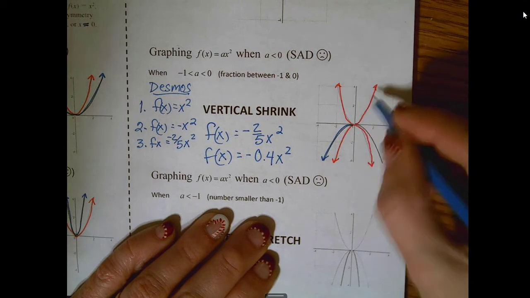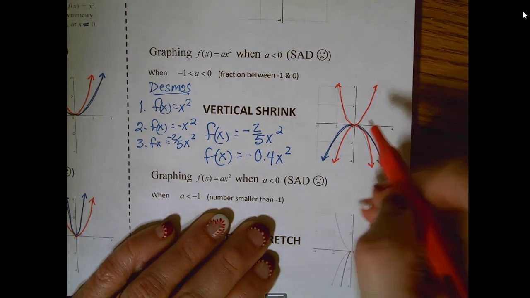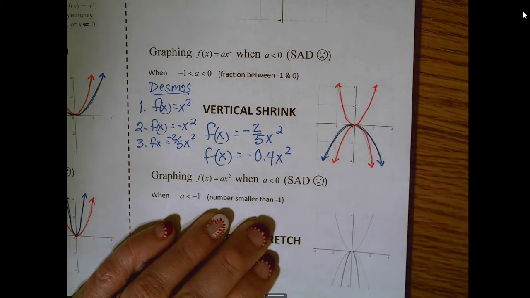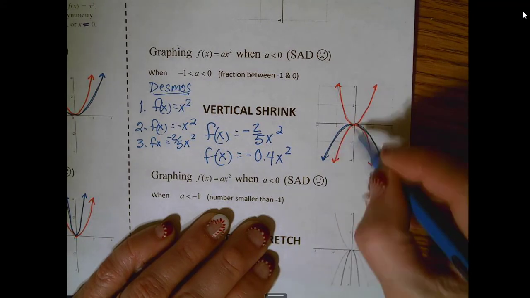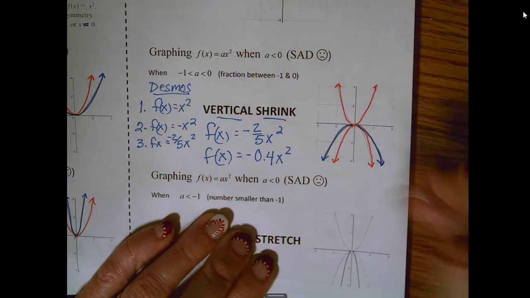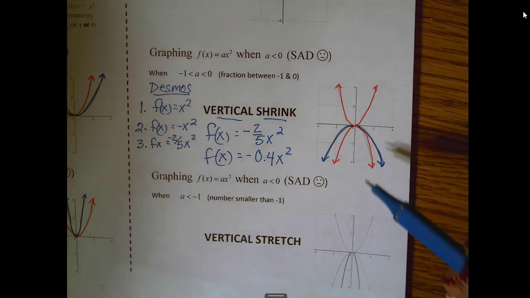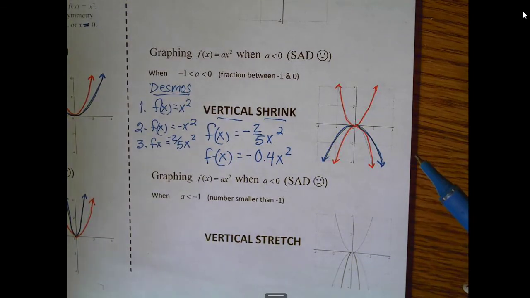So here's that parent function. This is the reflection of that parent function. And then you can see that just helps us. This is on the outside. And so we call that vertical shrink. So having that reflection can really help you just see, okay, is it wider than the reflection of that parent function, or is it going to be on the inside?